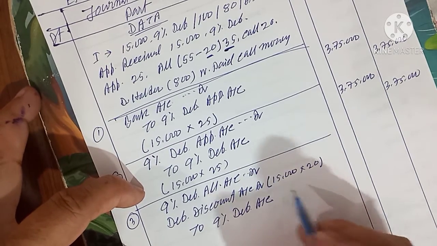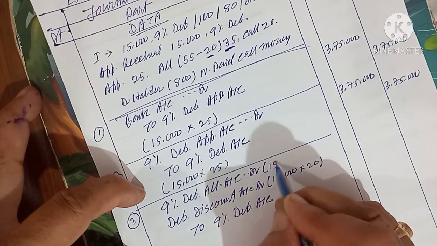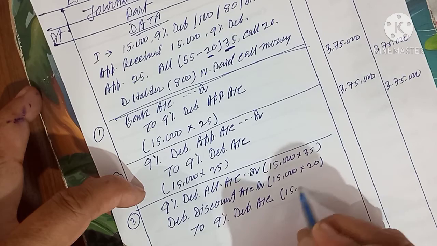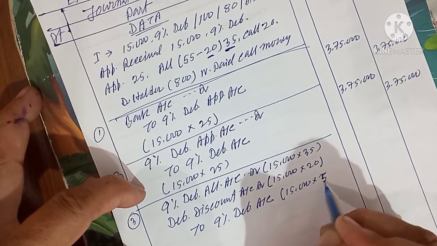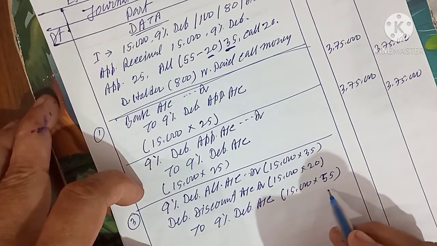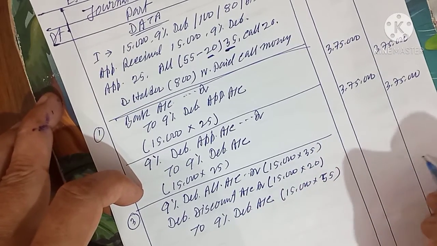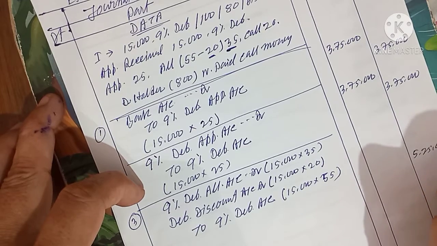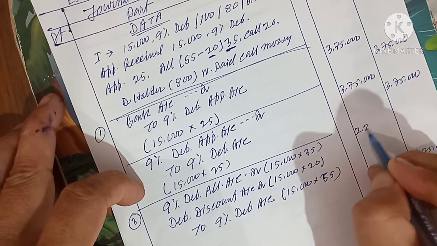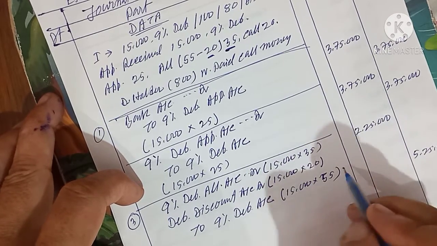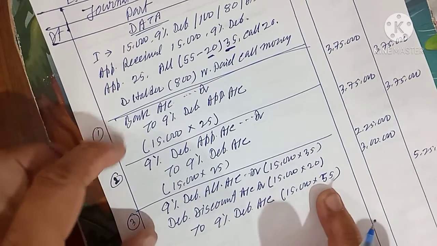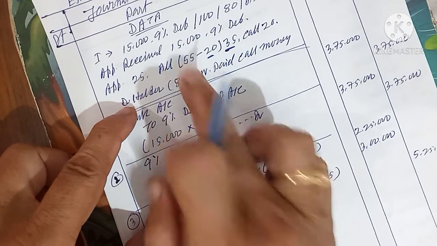Correct? And you are getting here 15,000 debentures of 35. And here 15,000 debentures of 55. That you will keep in mind. If you multiply 15,000 debentures of 55, you will get 5,25,000. And if you multiply this one, you will get 2,25,000. And if you multiply this one, you will get 3 lakh. See, this 55 is nowhere written in your book.